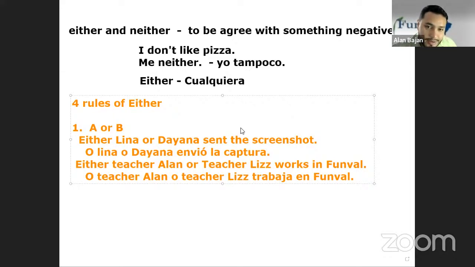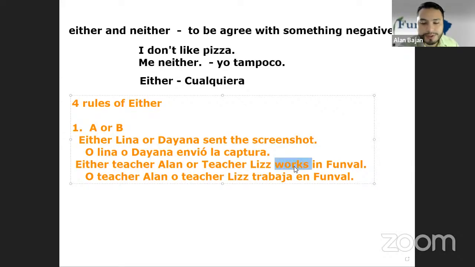Quiere decir que en este caso, con Teacher Liz, los dos trabajamos en Fumbal, right? But en el caso de que ustedes no sepan quién es el que trabaja en Fumbal, podemos decir o Teacher Alan o Teacher Liz trabaja en Fumbal, uno de los dos. Entonces después dirán, oh, los dos trabajan, okay, very good. In the case that you don't know that we work in Fumbal, right? That's how it works.